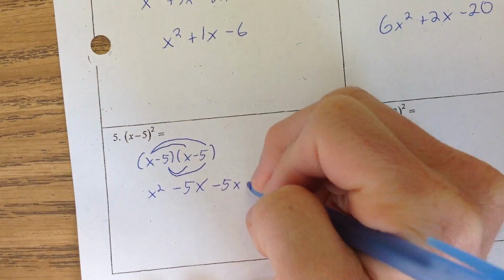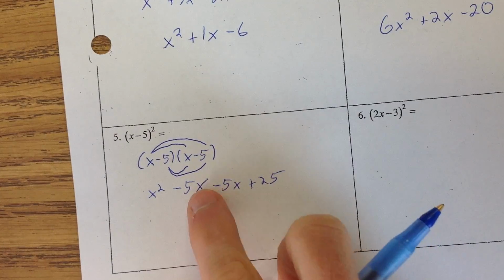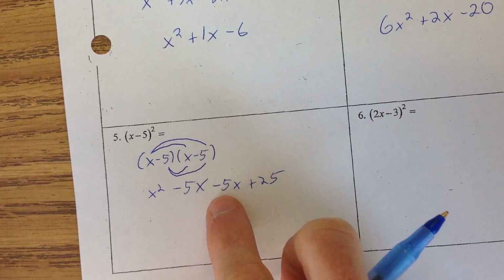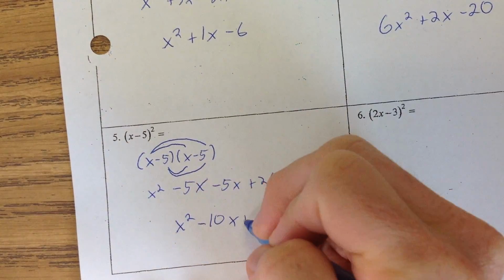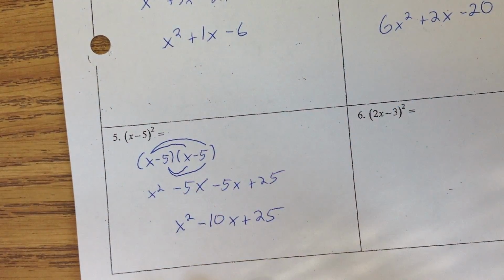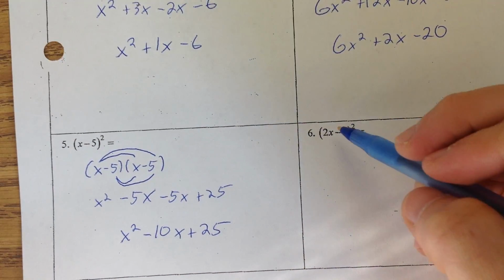All right? Negative times a negative is going to give us a positive. Now again, a lot of times kids just want to cancel these out, but negative 5 minus 5 is actually a minus 10x plus 25. All right? So let's practice another one of those.